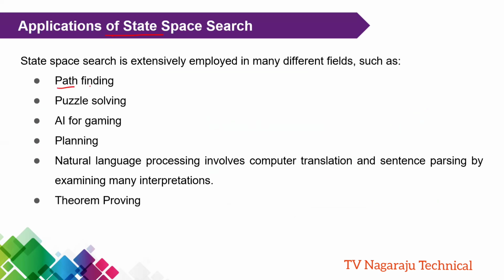The common examples: path finding. Path finding means if you are moving from one place to another, for example GPS, we use state space. Right now I am at this place and this is the goal. For reaching the goal from the start state, multiple paths are available. So from this to this, this to this, this to this.